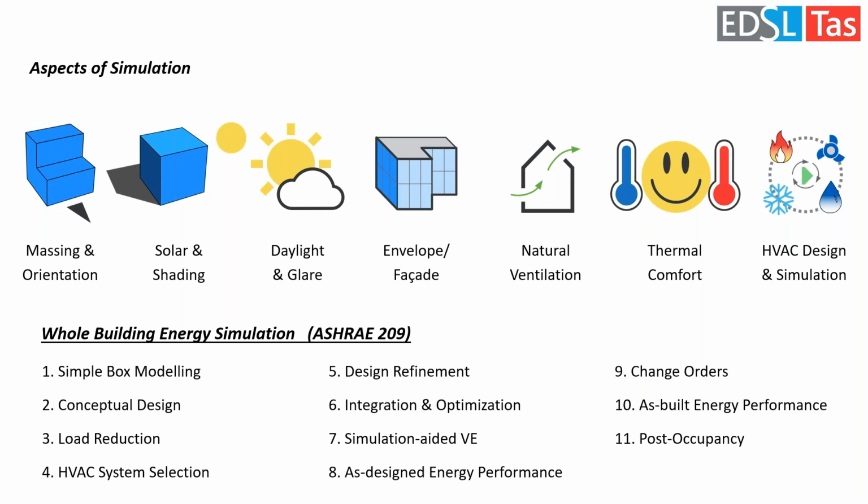So we've included the ASHRAE 209 design stages in this slide, just to contextualize the scope of what TAS is capable of. Up top, we've got the categories of analysis that our application performs. And of course, then we can map them all to the whole building energy simulation stages as outlined in ASHRAE 209. But briefly, we're capable of doing massing and orientation studies, solar and shading, daylight and glare, envelope and facade studies, natural ventilation, thermal comfort, and finally HVAC design and simulation. So in essence, we're capable of going across the entire spectrum.